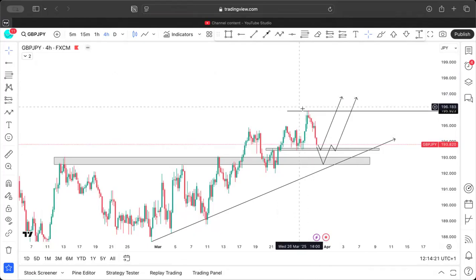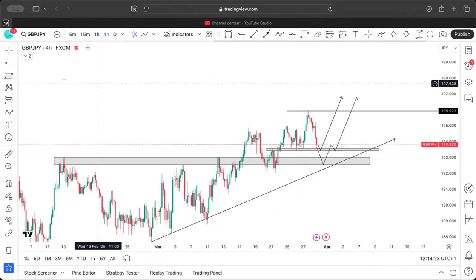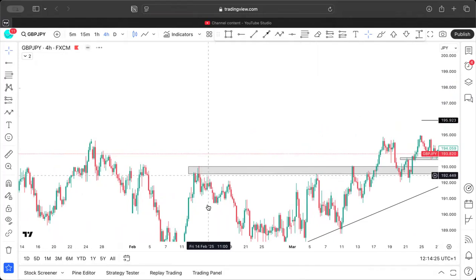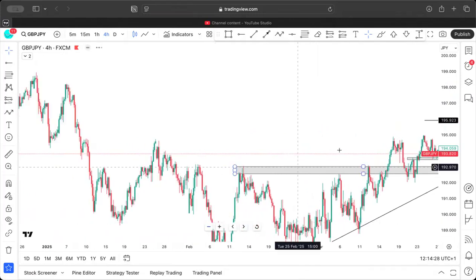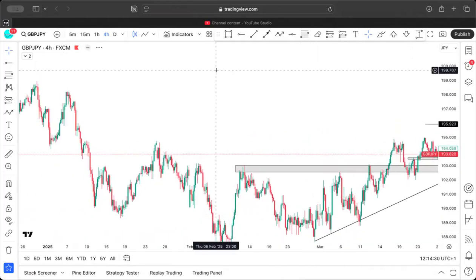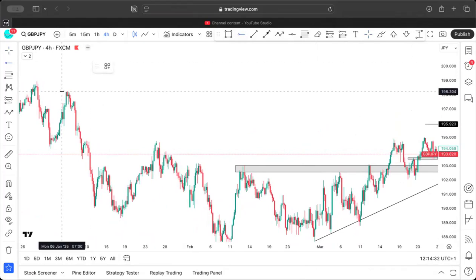Personally, I won't be taking profit on GBP/JPY here. I will look to the left to see if there's an area where the market will be interested in going to. And I think we have one here, and we have another one here.